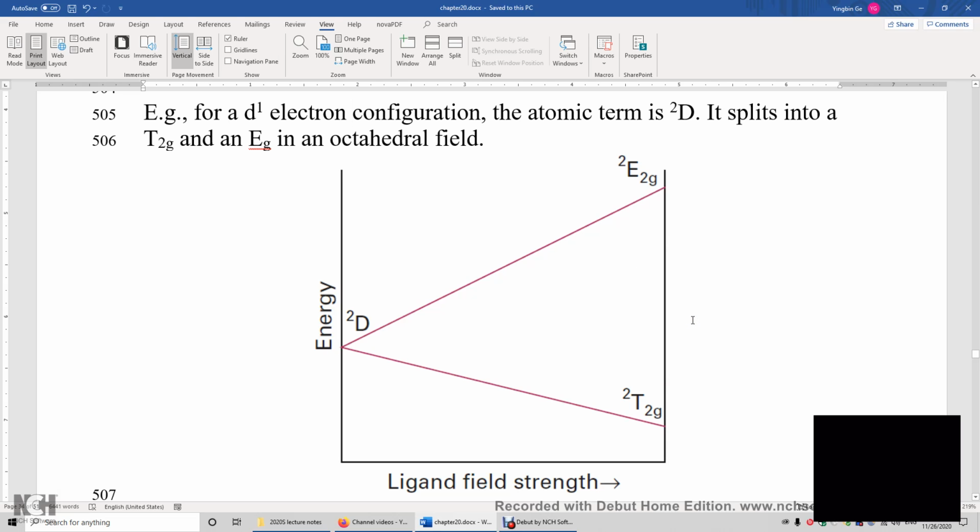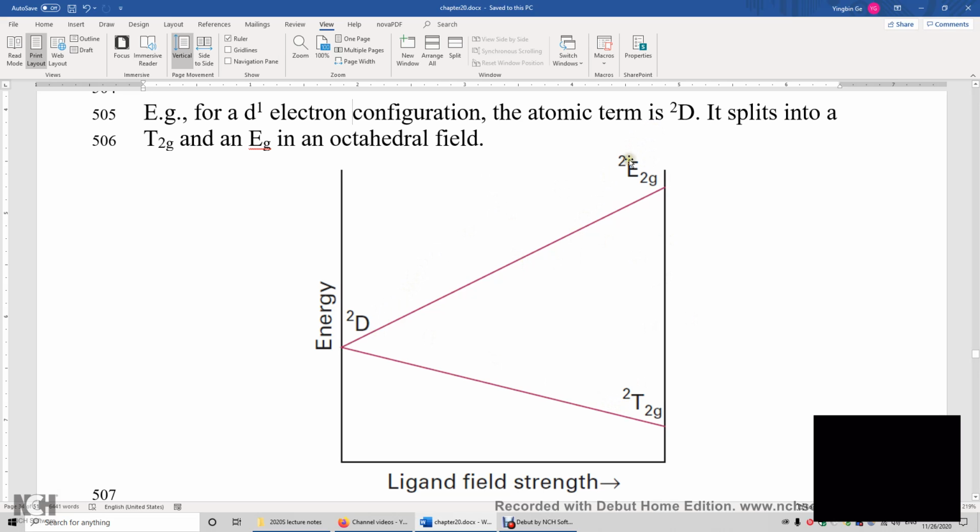Well, somehow you just need to get a d1 transition metal center. For example, scandium 2+, titanium 3+, etc. And then you look at the UV-vis spectrum of this d1 transition metal complex, and that transition energy is equivalent to delta O.